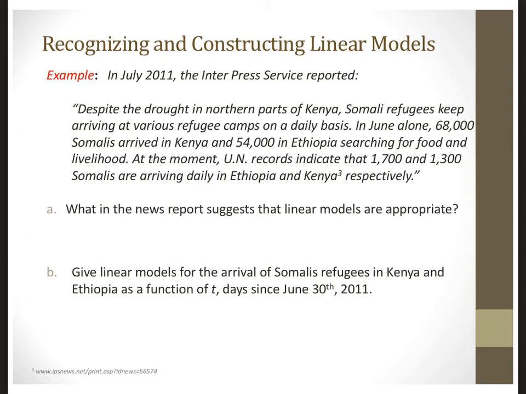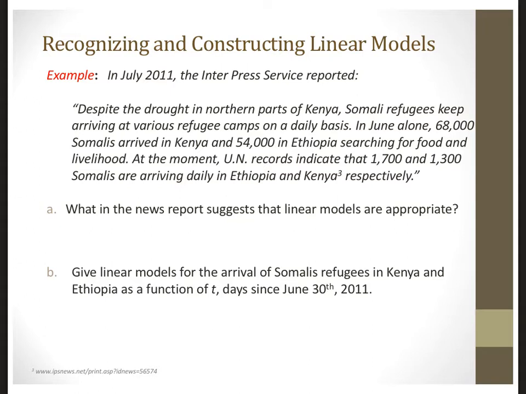Hi everybody, so in this video I want to continue our work with linear models. The example that I want to take a look at in this video is in regards to Somali refugees in the summer of 2011. What this article tells us is that because of drought conditions in Somalia, refugees were leaving Somalia and arriving in Kenya and Ethiopia and neighboring countries.